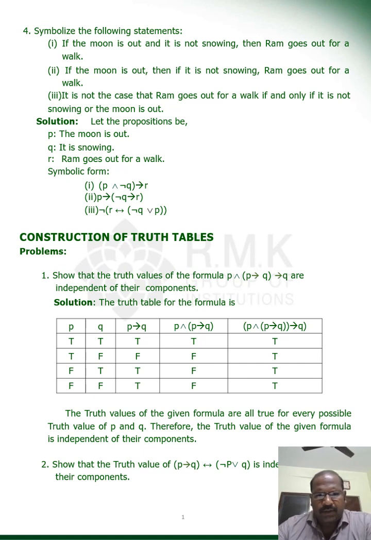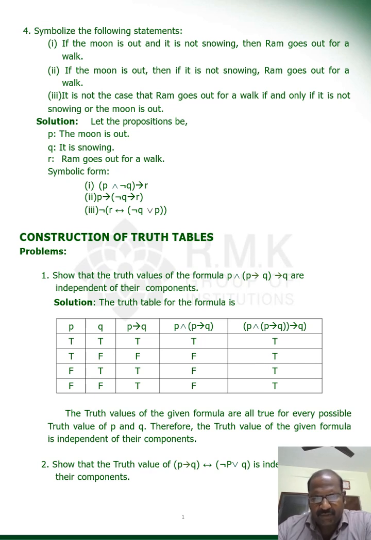The first question is that the truth value of the formula P and P implies Q, and the whole statement implies Q, depends on their components. So what are P and Q? Only two variables are given, so there are four possibilities: true-true, true-false, false-true, and false-false.